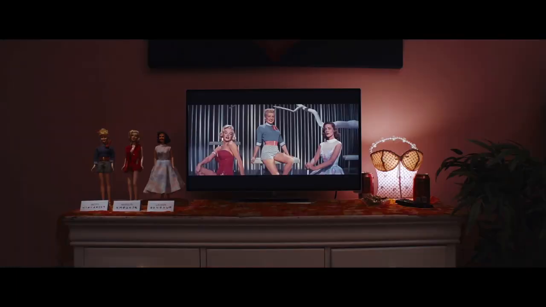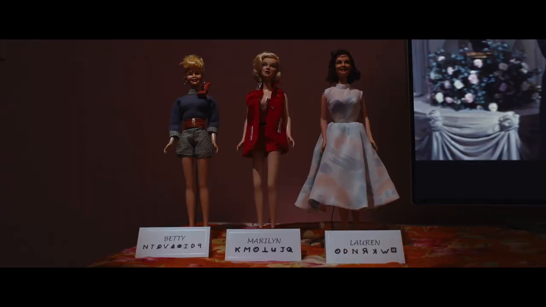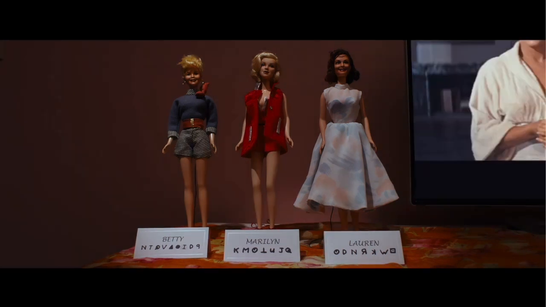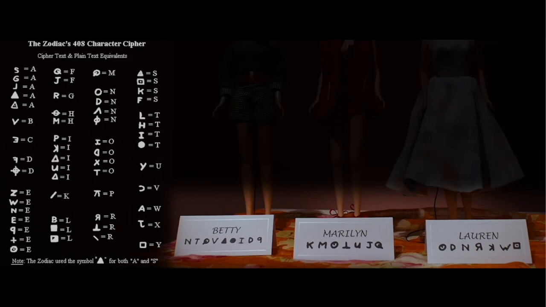Then they watch How to Marry a Millionaire with Betty Grable, Marilyn Monroe, and Lauren Bacall. Three ladies. We see three dolls with the names of the actresses. There's a strange code underneath the names. It's the code from the Zodiac Killer. These translate to Tombstone, Sheriff, and Entries.